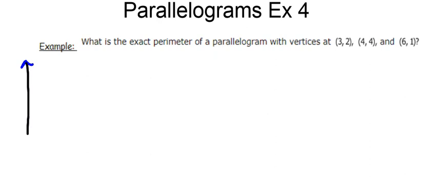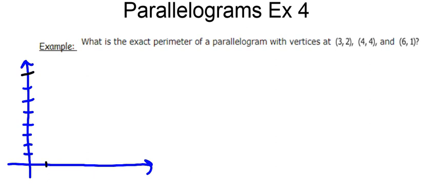I'm going to draw a little XY coordinate thing, and I'm going to put some lines on here, just so I can get kind of a rough sketch of what's going on. Okay. So I'm going to call these vertices A, B, and C. So A is at (3, 2). There's A. B is at (4, 4). And then C is at (6, 1).